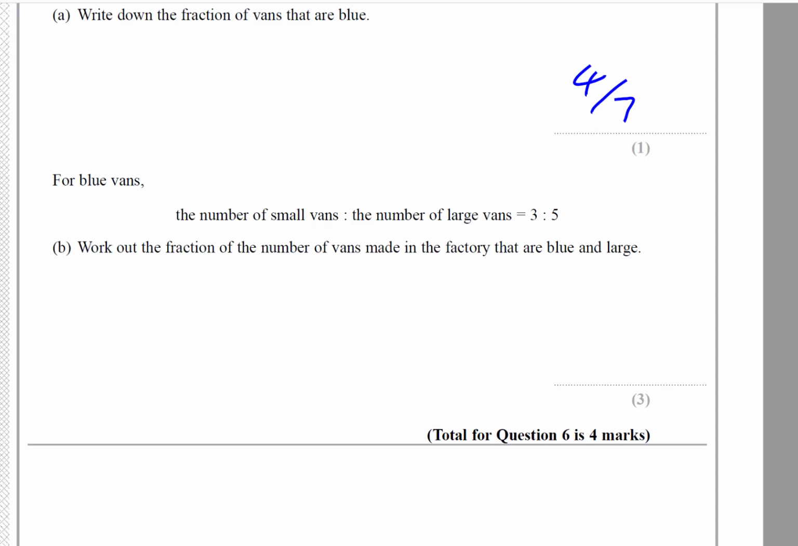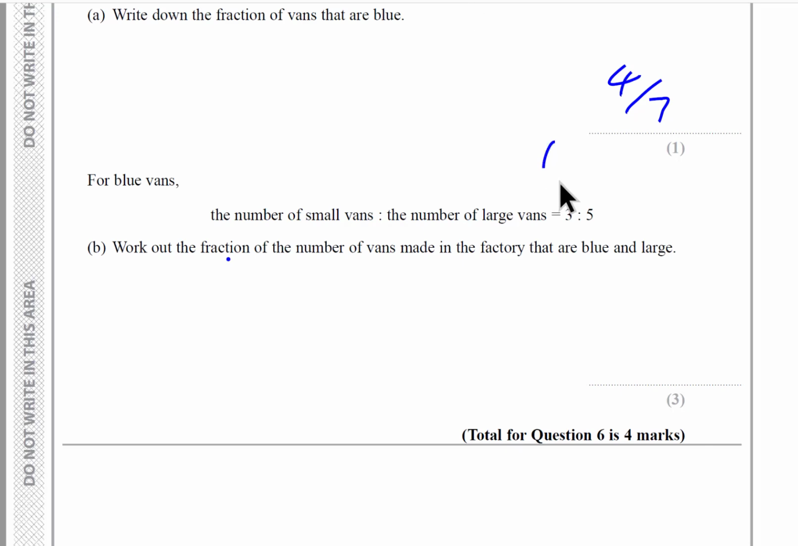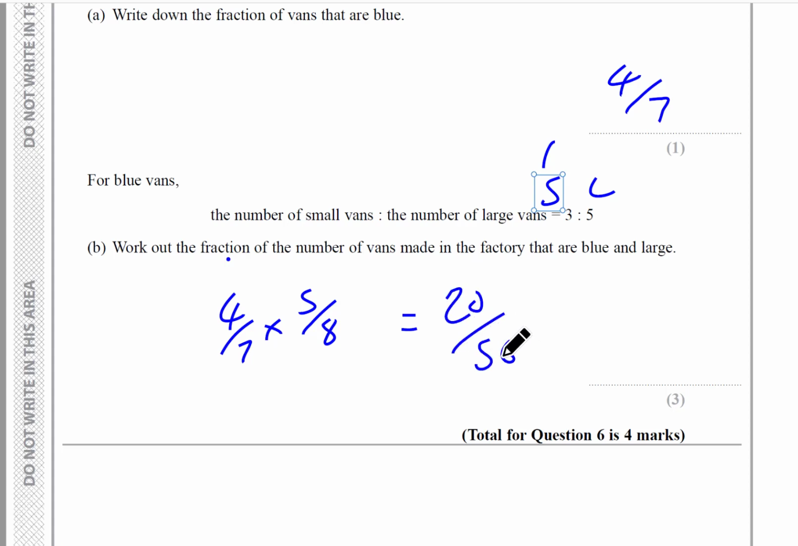For blue vans, the number of small vans to the number of large vans is 3 to 5. Work out the fraction of the number of vans made in the factory that are blue and large. So we have small and large here. So large is 5 out of 8. The fraction of blue is 4 out of 7, so we just do 4 out of 7 times 5 out of 8 to get 20 over 56, and that's more than acceptable.